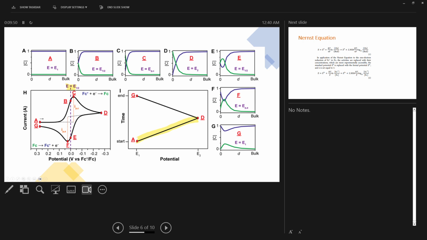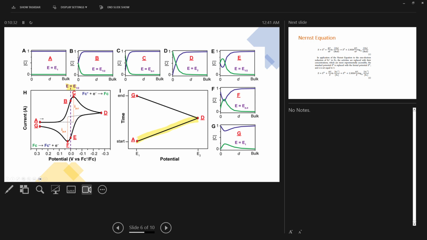As we started to supply the voltage, moving it toward negative, we move toward point B. What happened? Come to this figure. The concentration of ferrocenium on the surface is decreasing, and as we move toward the bulk concentration, meaning away from the electrode, as the distance increases, the ferrocenium concentration increases, and after a certain distance from the electrode it becomes constant.